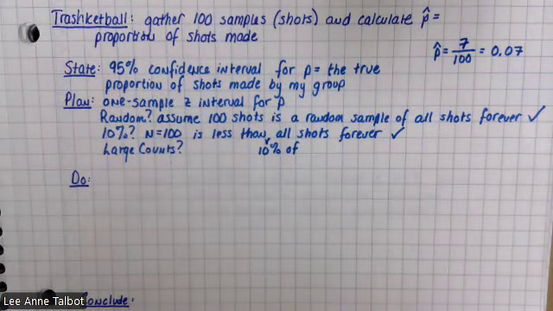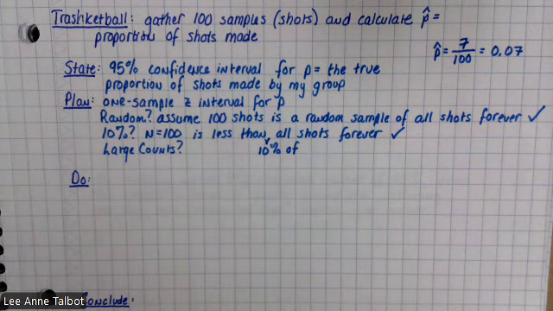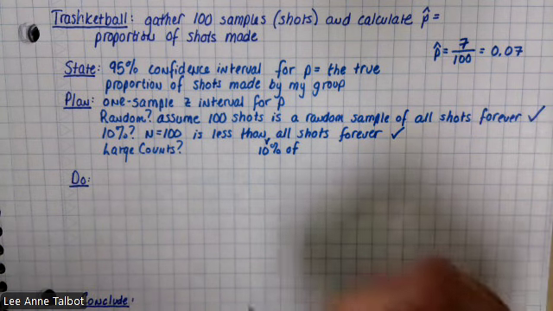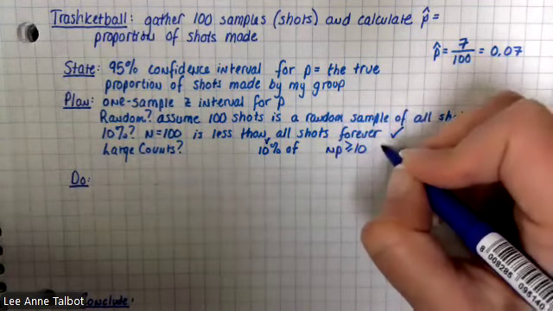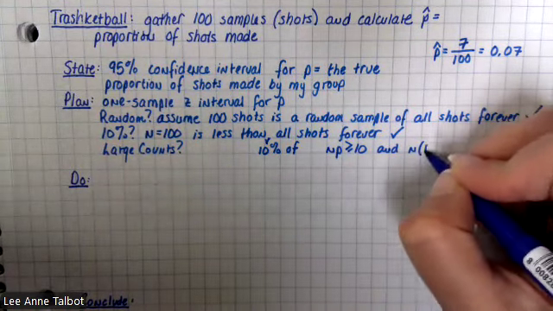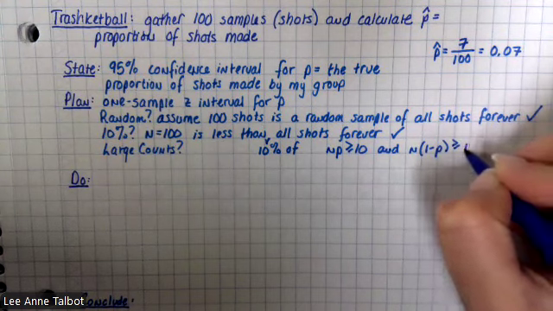It's true that it's less than all shots forever, but it's also less than 10% of all shots forever, because all shots forever is infinite shots. Okay, large count. Does anybody remember what that one is? NP greater than or equal to 10. Yep. And 1 minus P greater than or equal to 10.